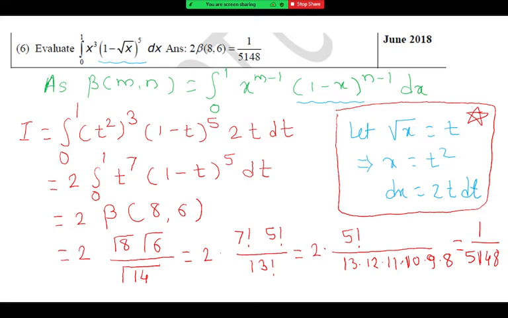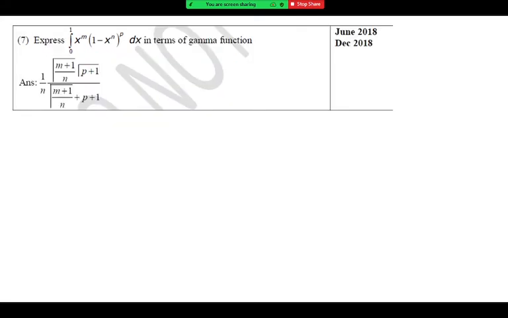Done, sir. Okay, so the next question is on the screen now. Integration 0 to 1 of x raised to m into (1 minus x raised to n) raised to p. We have to express this integral in gamma. Now if you see, the integral is algebraic and the limits are 0 to 1. Obviously this integral is not directly of the gamma form. So we have to convert it first into beta, and then we can use the relation between beta and gamma to write that integral in gamma form.